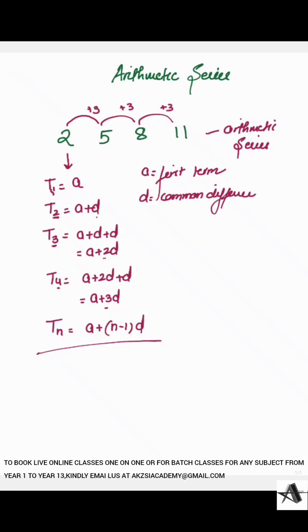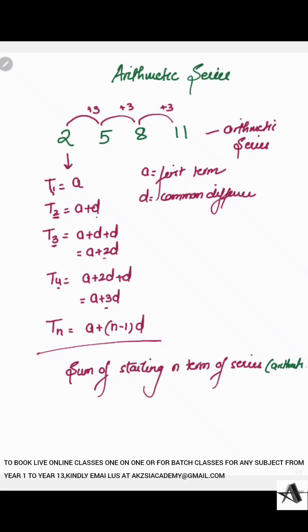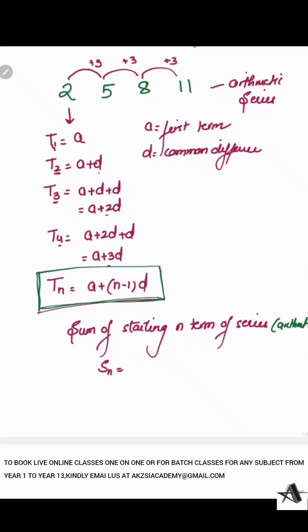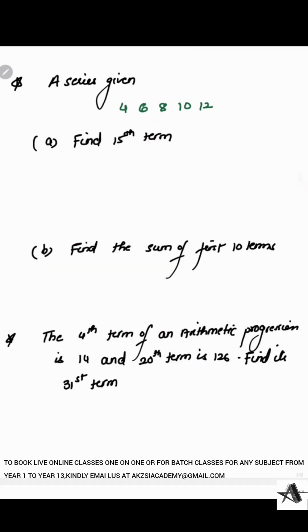We can calculate the summation of n terms of an arithmetic sequence and derive it, but I think that's of no use doing it. So I'm just directly writing the sum of n terms of the arithmetic series, the sum of starting n terms. Here this is Tn. For Sn, that means the sum of n terms, it is n by 2 times 2A plus n minus 1 times D.